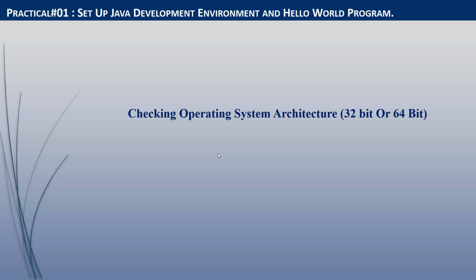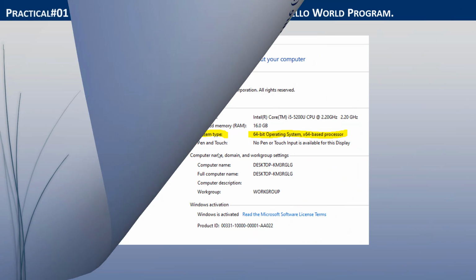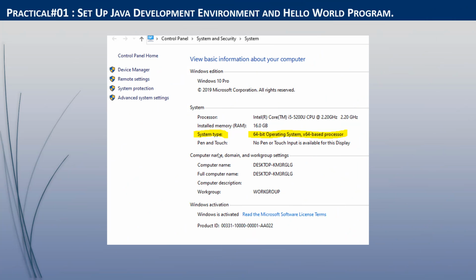During downloading we need to make sure we download the correct version according to our system architecture type, 32-bit or 64-bit. To check which architecture our operating system is, we need to go to system properties, and there we can check. In my case it is 64-bit, or x64 based architecture.